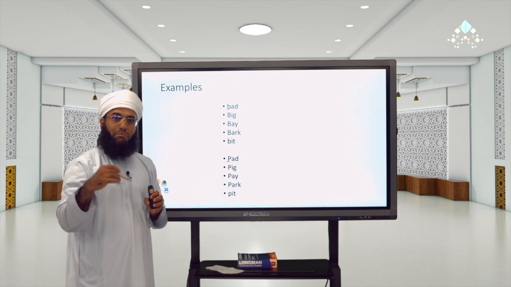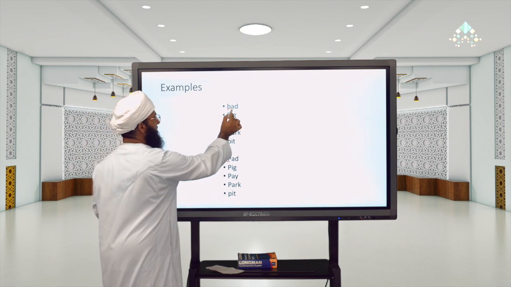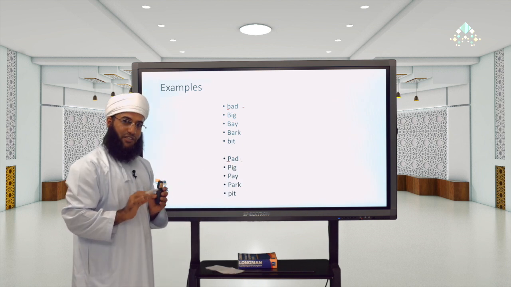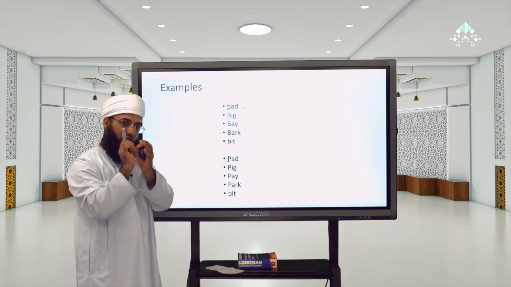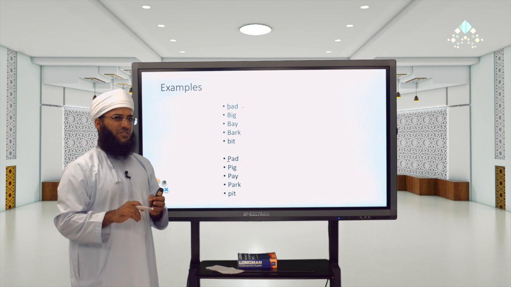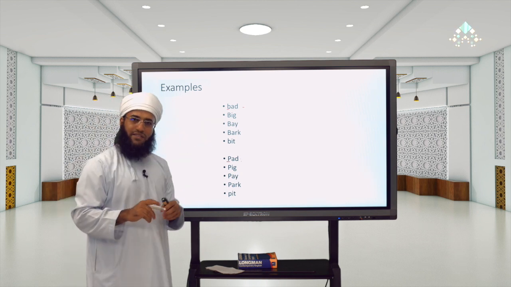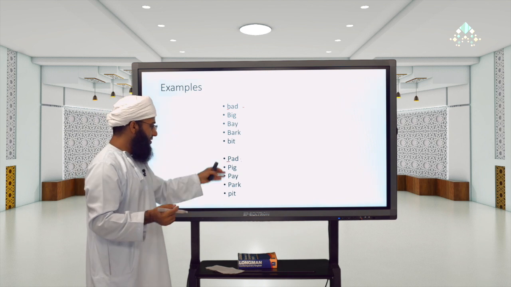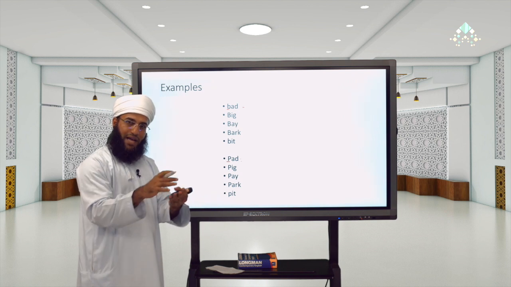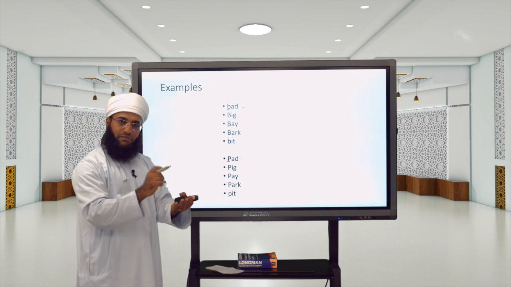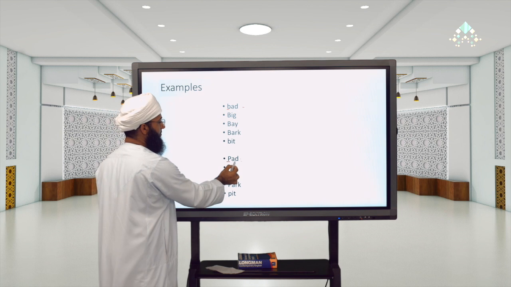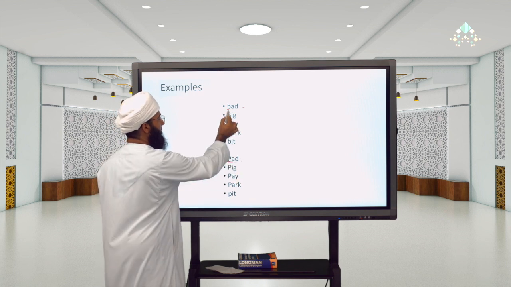Bad and pad. But what is the meaning of this? And what is the meaning of this? I'll show you how, if you don't pronounce one sound correctly, the person will not understand you. So bad means sayyi, but pad means lawh, right? Pad, or notepad, like a notebook, okay? So look at the difference.